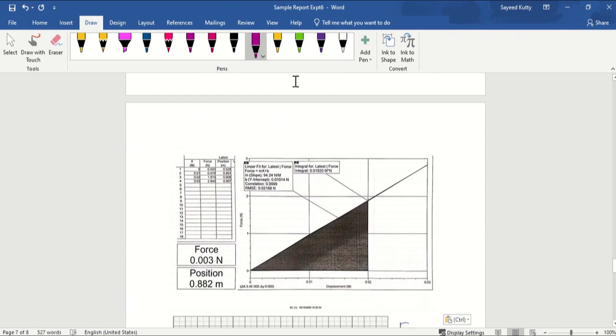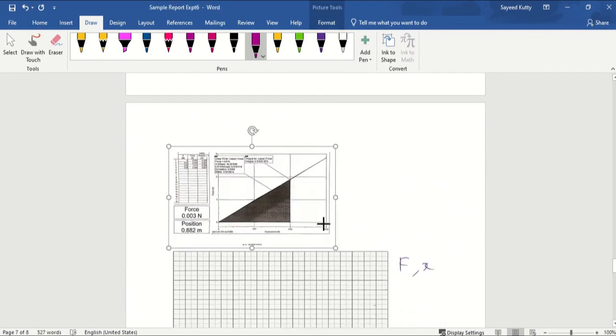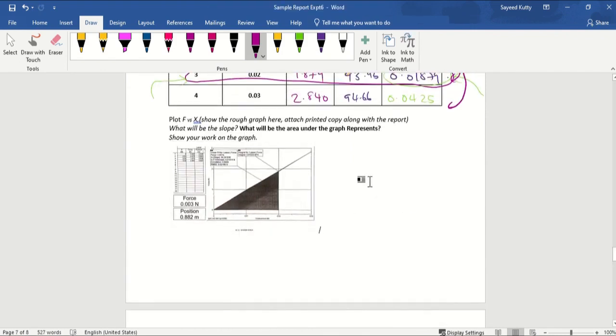So this is the graph we plot, and from this you can read now, right? All this we already read before. What will the slope be? The slope is K, and the slope equals 94.24. Then what is the unit? Newton meter.